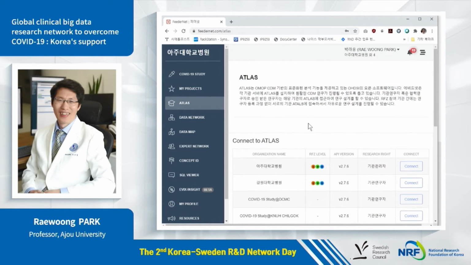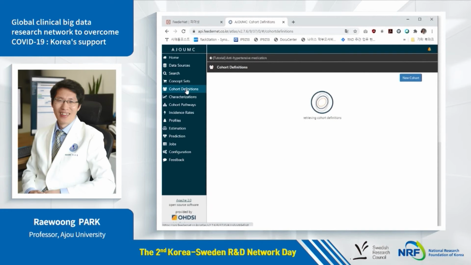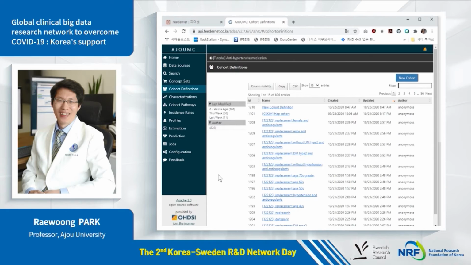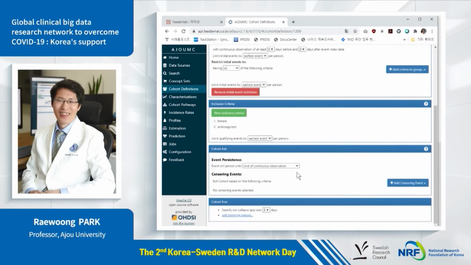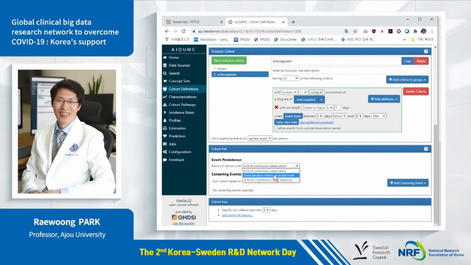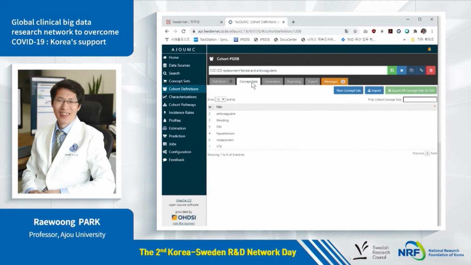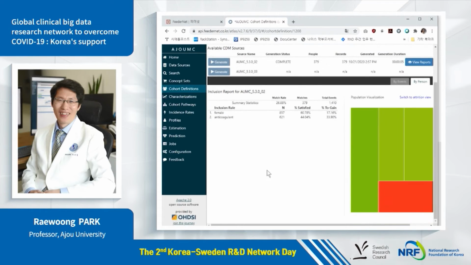For a specific study, we need to use Atlas. For example, to select a specific cohort for a study, we use the cohort definition. I will click on something that was done previously. I think they tried to define anticoagulant use in females, and we can define the definition using this, like this. Then it generates, and we can see how many patients we have by the criteria in that database.